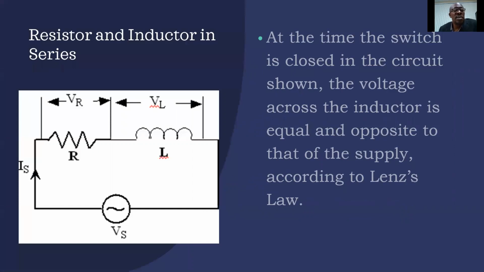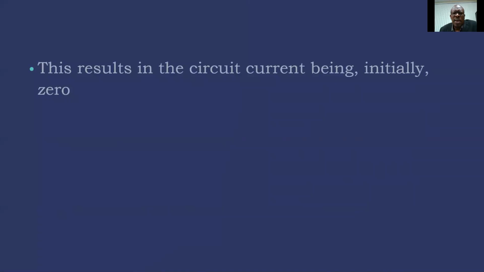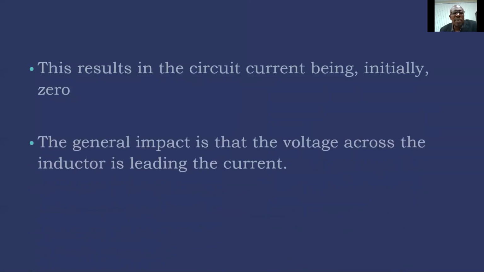Now, if we consider the circuit shown, at the point I close the switch, the voltage across the inductor is equal and opposite to that of the supply according to Lenz. This results in the circuit current being initially zero. The general impact is that the voltage across the inductor is leading the current through the inductor. In other words, the voltage across the inductor is seen before we start experiencing a current going through the inductor.